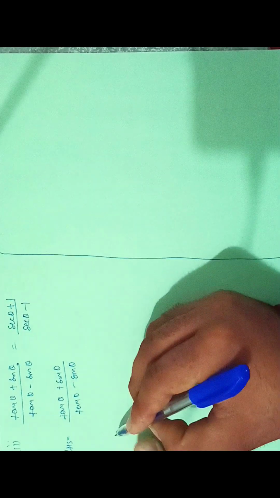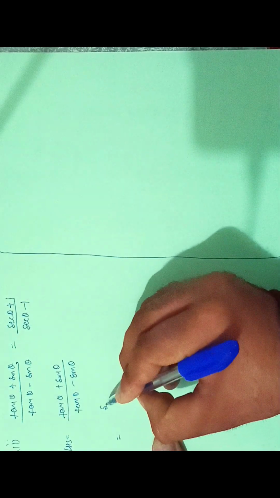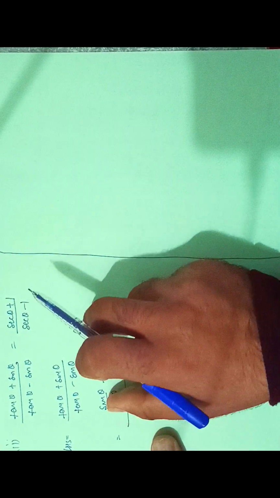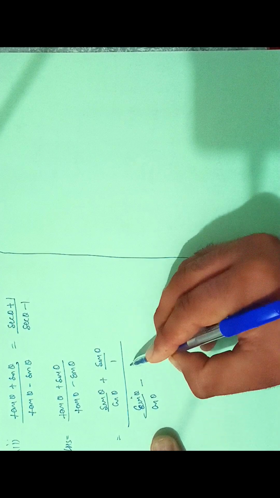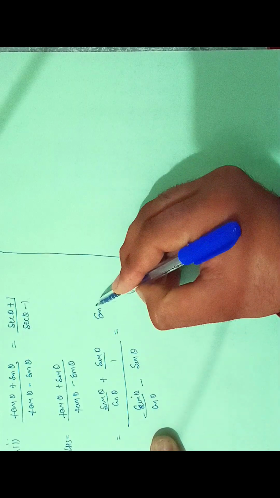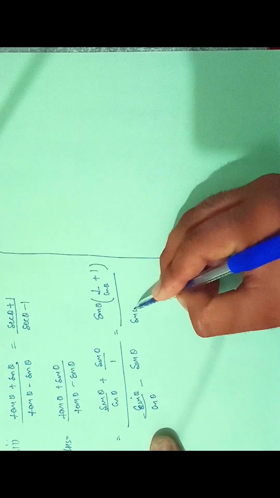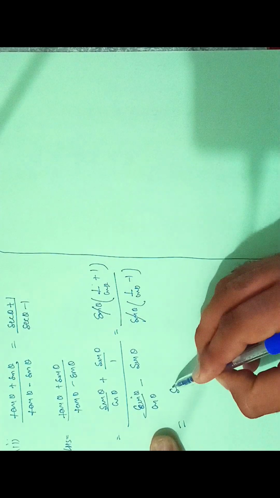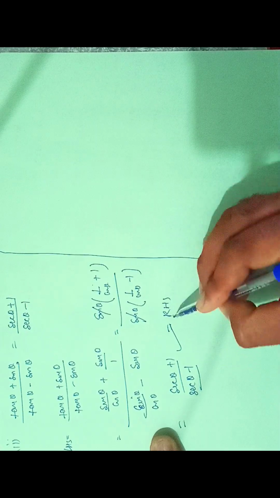Taking the left hand side, instead of tan theta I can use sin theta upon cos theta plus sin theta upon 1 in the numerator, and in the denominator we have sin theta upon cos theta minus sin theta. So I'll take sin theta common. It will be 1 upon cos theta plus 1, and by taking sin theta common from the denominator, I'll have 1 upon cos theta minus 1. Sin theta will be cancelled, and 1 upon cos theta is sec theta, so sec theta plus 1 upon sec theta minus 1, which we had to prove. This is the right hand side.